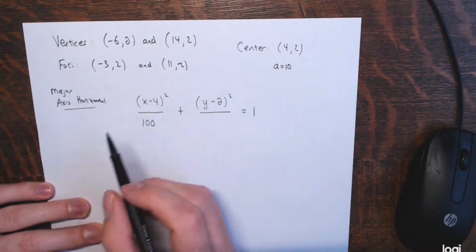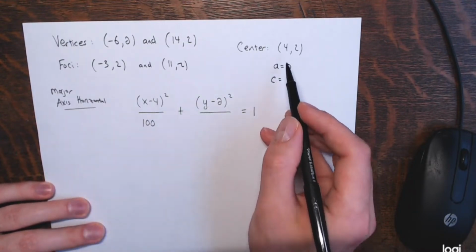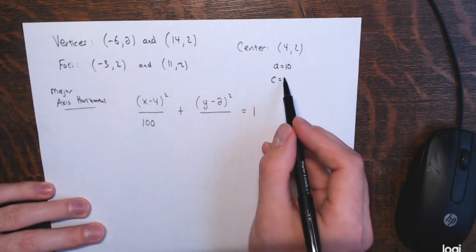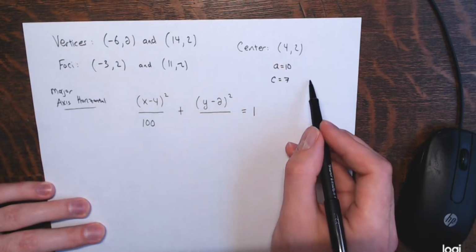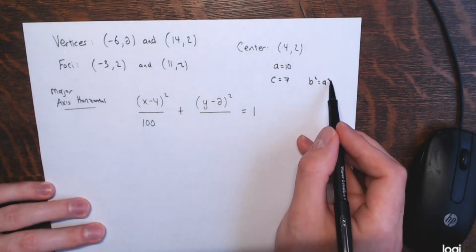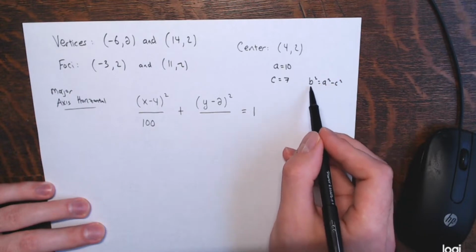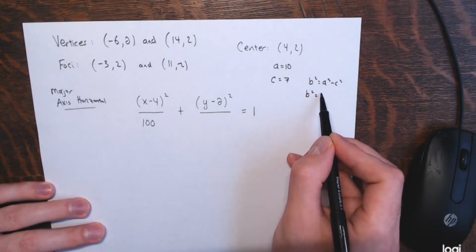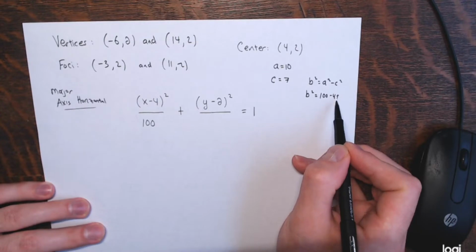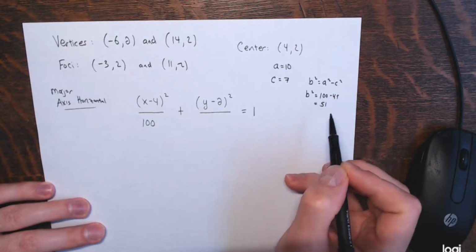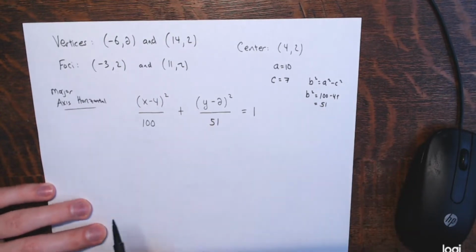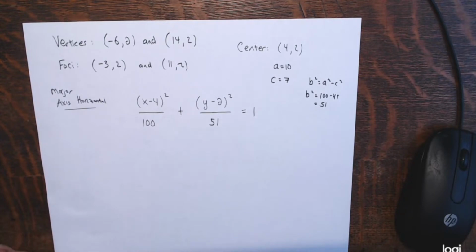And then the value of c, from 4, 2 to 11, 2, would be 7 units. And remember, b squared is going to be a squared minus c squared. And so b squared is 100 minus 49, which is 51. That's going to go under the other term. Right, b squared is 51. And there you go. This is what they're asking us for.